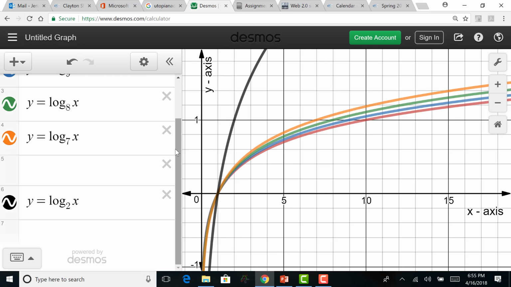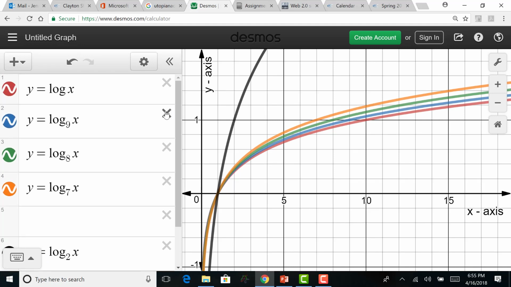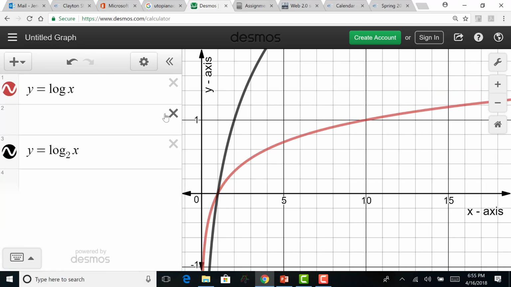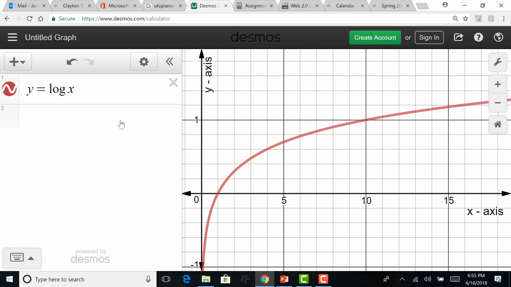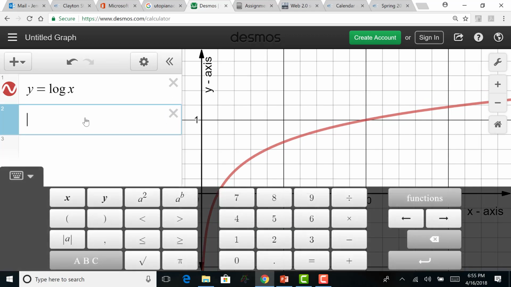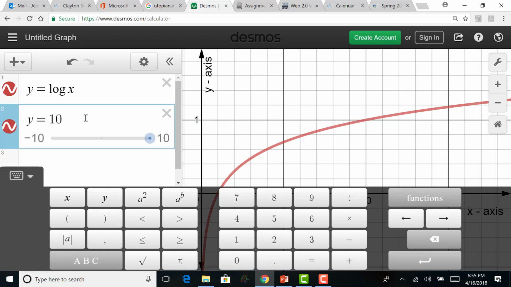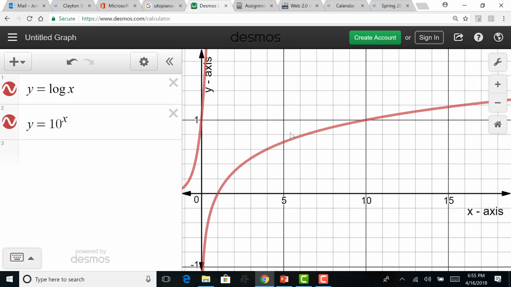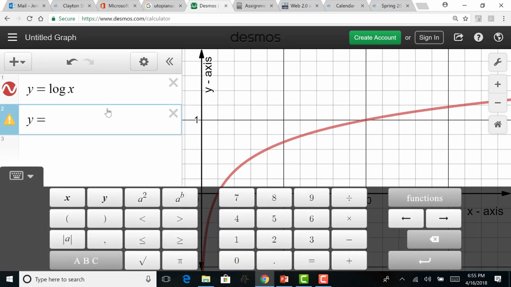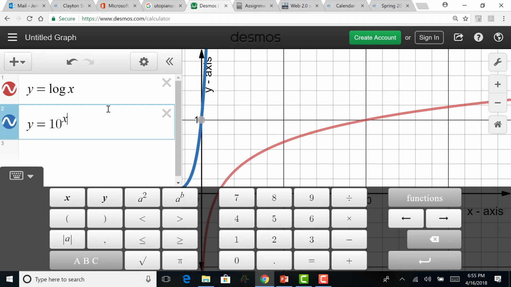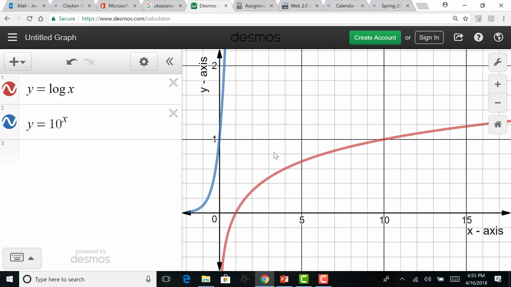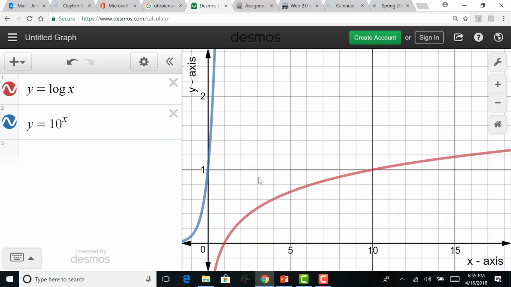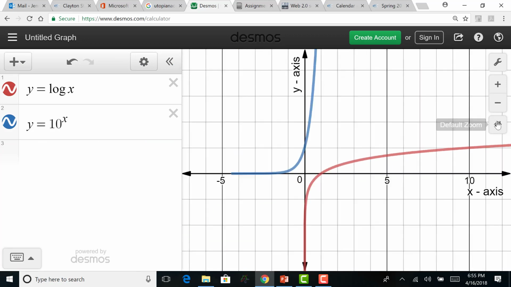Let's delete all these extra ones. Alrighty. So let me put in y equals 10 to the x power. Oops, 10 raised to the x power. All right. And they shouldn't be the same color. Alrighty, there we go. All right, so as you can see, and let me hit the home button so it'll put it back.